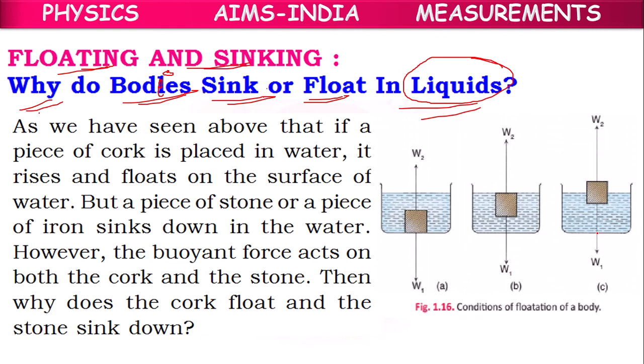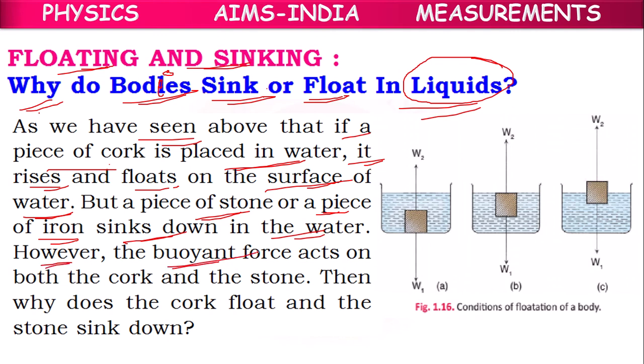As we have seen in these pictures, if a piece of cork is placed in water, it rises and floats on the surface of the water. Whereas if a piece of stone or iron is kept in water, it sinks down. However, the buoyant force acting on both the cork and the stone is the same. Then why does the cork float and why does the stone or iron sink?